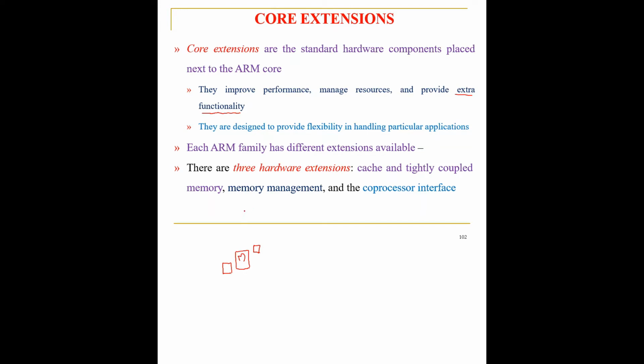When we speak about core extensions, there are three types available. There are three different hardware components which can be kept near the main processor in order to improve the functionalities. The first one is cache and tightly coupled memory. The second one is memory management and the last one is the coprocessor interface. These are the three basic hardware extensions that can be done in the ARM core or ARM processor in order to improve the functionality. Now let us check these hardware extensions one by one.